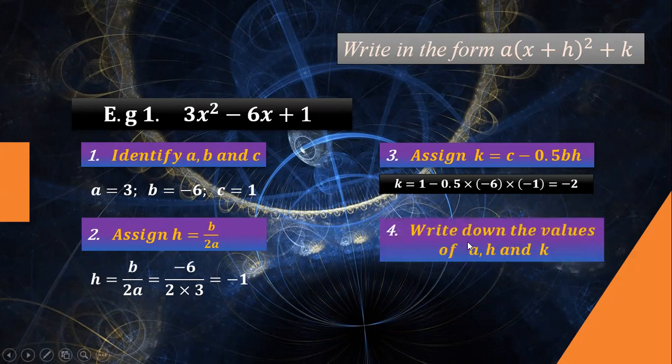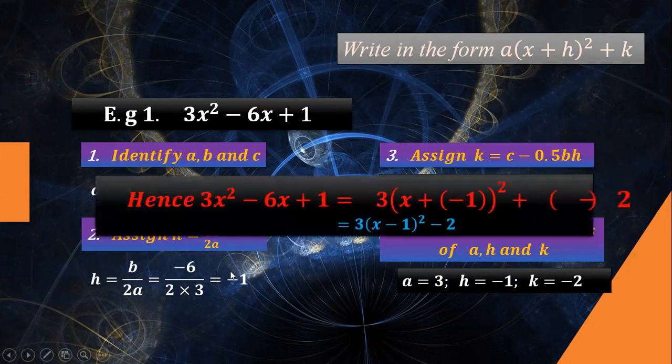So we write down the values of a, h, and k like this. And at this point, we're simply going to replace a with 3, h is -1, and k is -2. So 3x² - 6x + 1 is equal to 3(x + -1)² + -2, which is equal to 3(x - 1)² - 2. Any questions here?